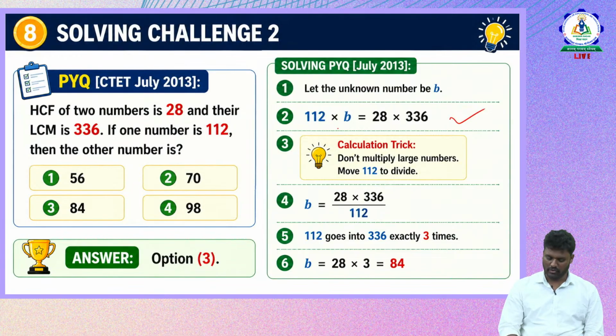When we calculate this, we don't directly multiply large numbers. Instead, we simplify. So B equals 28 into 336 divided by 112. The 112 from the left side goes to the right side and becomes a division. Now 112 exactly goes into 336 three times. Even if you find it difficult, you can look at the units digit here.